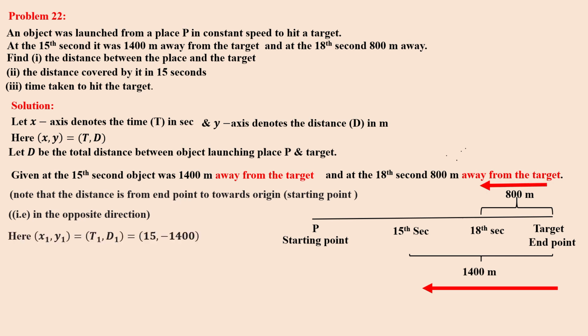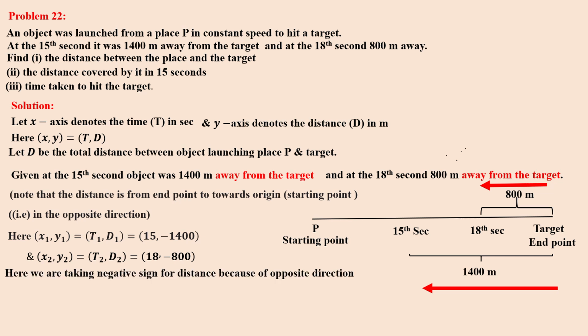So here (x1, y1) which is (t1, d1) is equal to (15, -1400), because the minus indicates the direction. This is in the opposite direction, not from the starting point. If it is from the starting point, you take 1400 positive. If it is from the end point, you have to take the negative sign. That is why we are taking minus. Similarly, (x2, y2) which is (t2, d2) is equal to (18, -800). Here we are taking a negative sign for the distance because of the opposite direction.